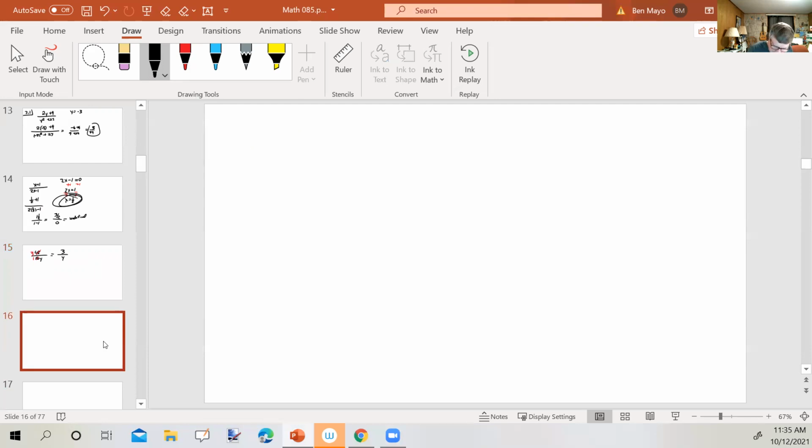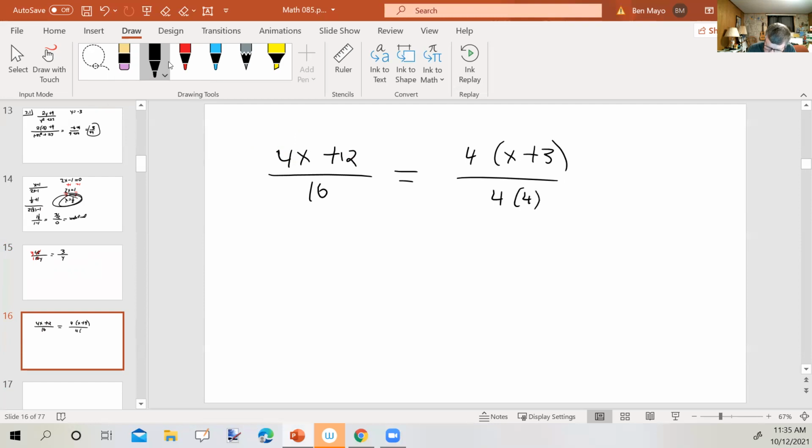Then we had an expression like this, 4x plus 12 divided by 16. And again, it said simplify. What we don't want to do is try and come in and reduce this or that. It doesn't work that way. You can only reduce things that are factors. So what we have to do is factor both the numerator and the denominator, and reduce out the common factors. So our final answer is x plus 3 divided by 4.